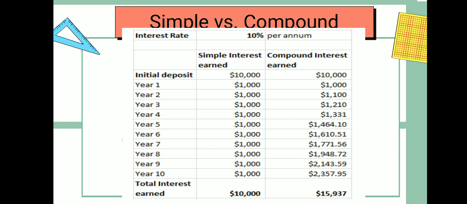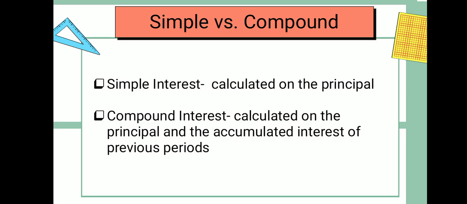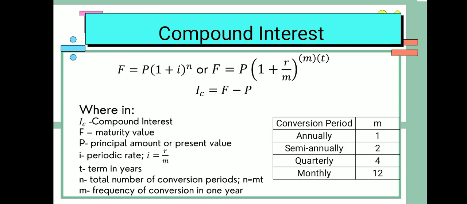So here's the comparison between the simple and compound interest. In this area, we have the simple interest. As you can see, it yields 10,000 while the compound interest yields 15,937. So using those tables, we can see that compound interest yields more money than the simple interest. The simple interest is calculated on the principal, while the compound interest is calculated on the principal and the accumulated interest of the previous periods.